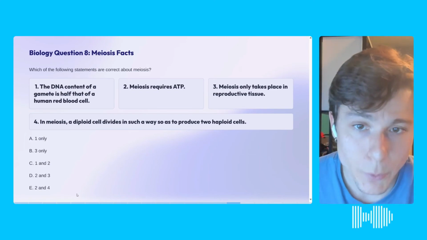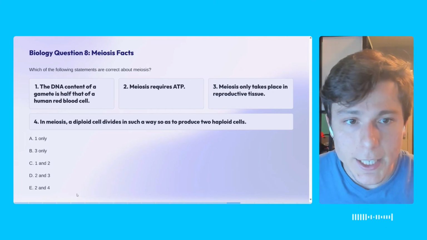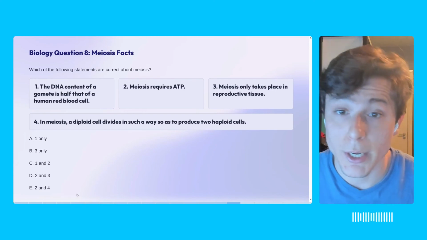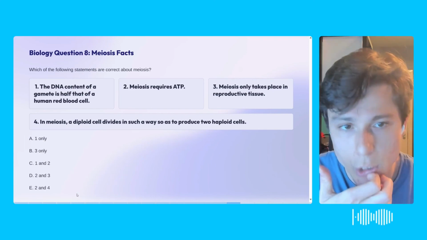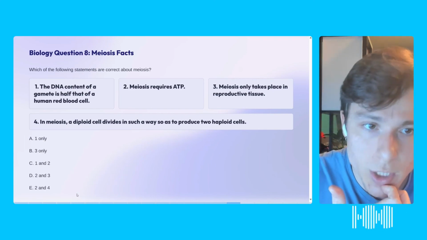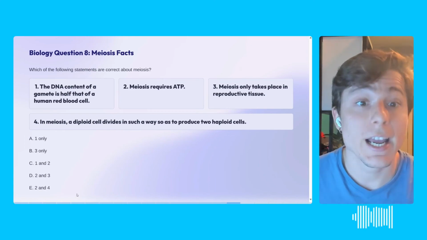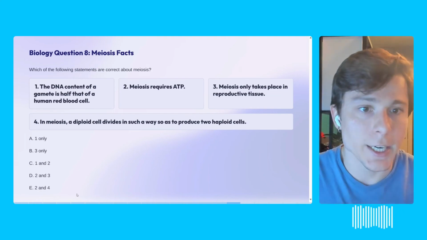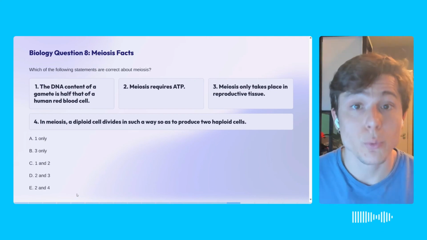Okay. Second one, meiosis require ATP. Remember that ATP, it is the energy that is going to be required for most of the activities in our body, and meiosis is a very important activity, so it does require ATP. Second one, it is correct. Third one, meiosis only take place in reproductive tissues. That's true. So we're only going to have the meiosis going on in our follicles, for example, or sperms. So these are important because they're going to reproduce.